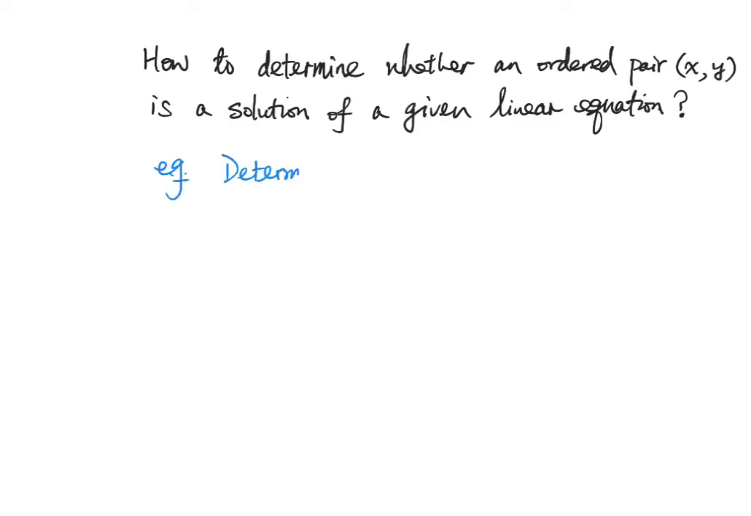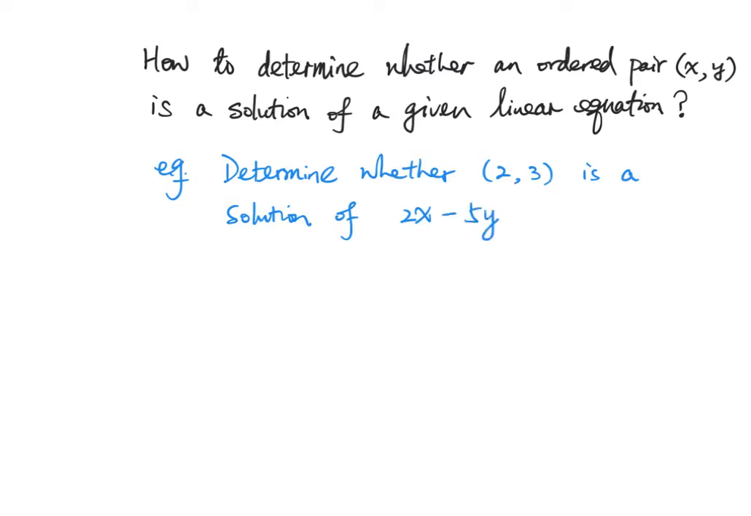determine whether the ordered pair (2, 3) is a solution of 2x minus 5y equal to negative 11.